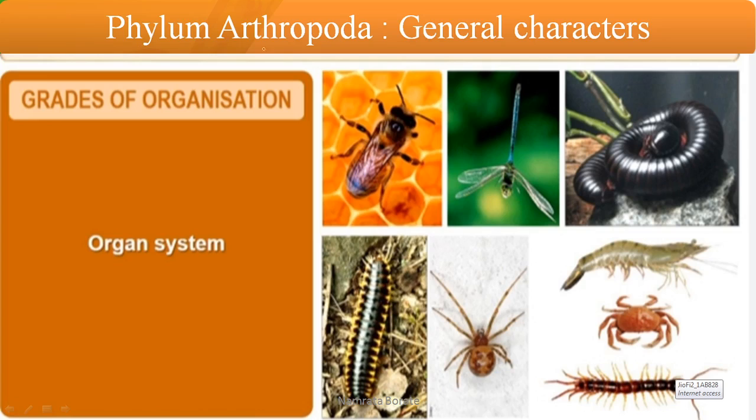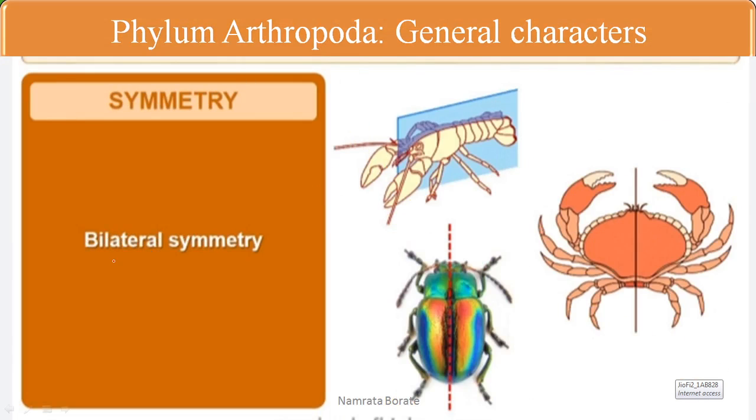The next characteristics we see are the general characteristics of the phylum Arthropoda. The first one is the presence of the organ system grade of organization. Means there is a presence of circulatory system, respiratory system, digestive system, then the excretory system. All the systems are present in this organism. So the grade of organization is the organ system. Next, these organisms show bilateral symmetry, means the organism cut in one vertical plane of division shows two equal parts, the right half and the left half.